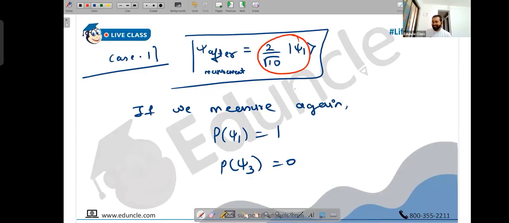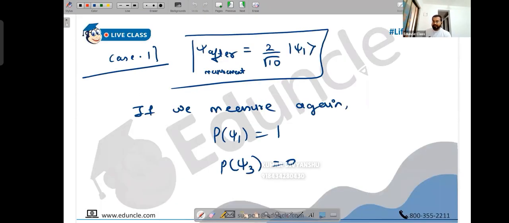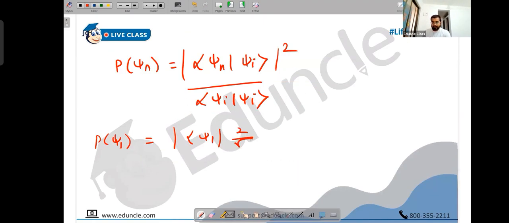Now this is psi n. Sorry, not psi n. Psi n is just psi 1. But what is psi I now? The initial wave function is the wave function just before the measurement. So if we measure again, what is the wave function just before the measurement? This is the wave function, right? 2 upon root 10 psi 1. I hope you understand. Tell me.